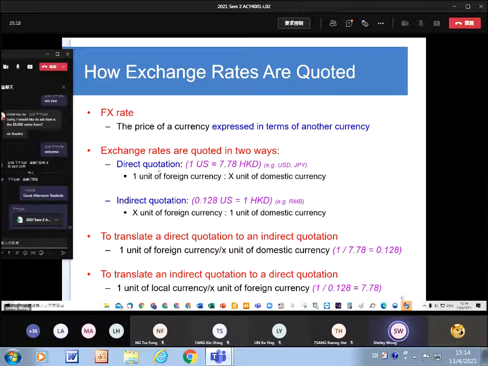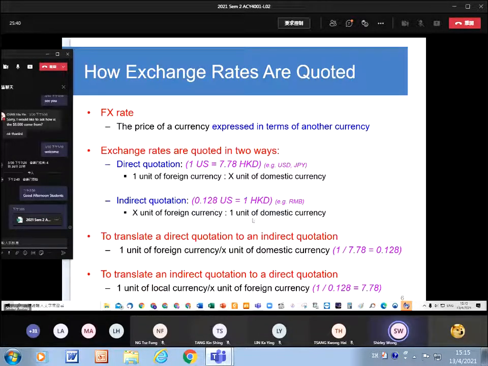Therefore, direct quotation means how much you need to pay in order to obtain one foreign currency. This is called direct quotation. So usually in Hong Kong, the US dollar or Japanese yen, etc., are examples that use direct quotation. How about indirect quotation?